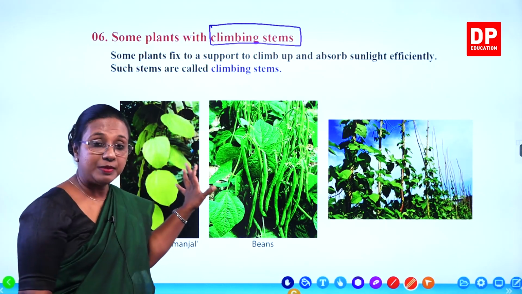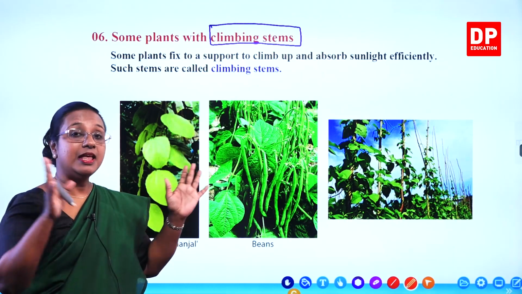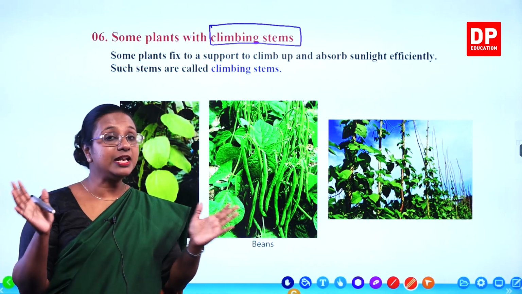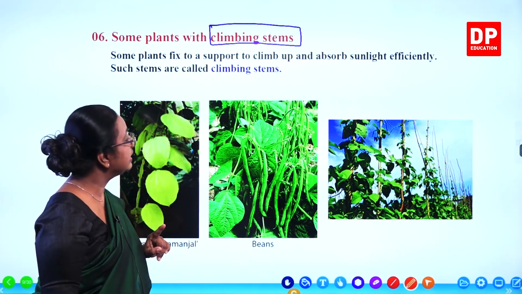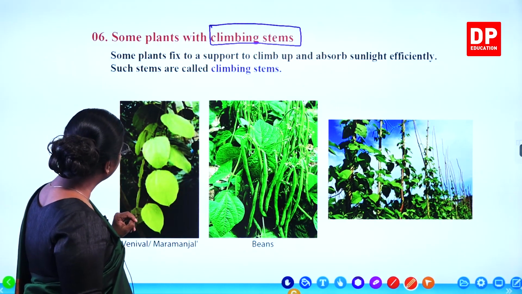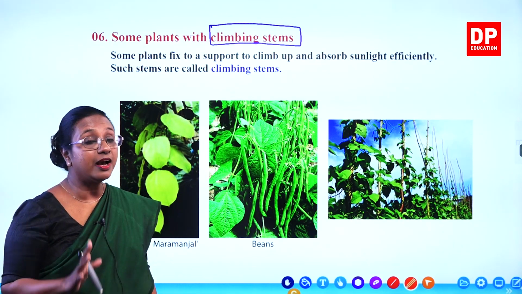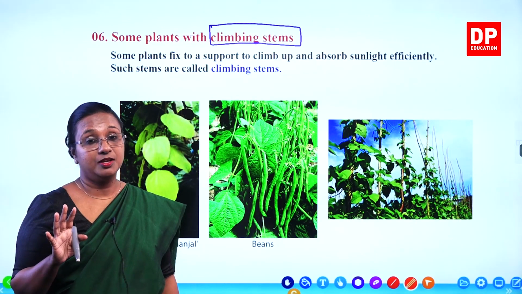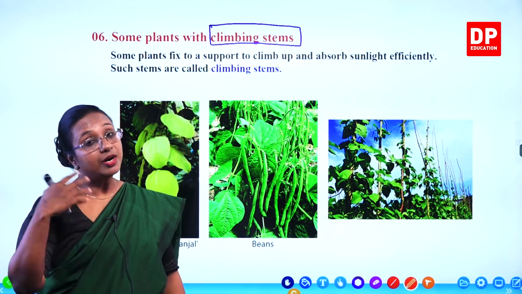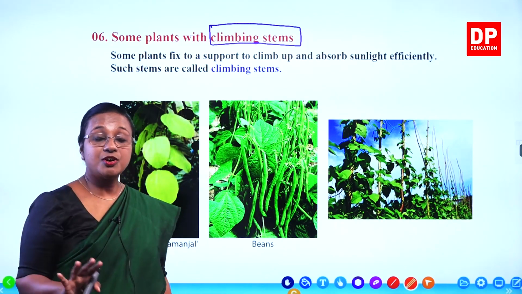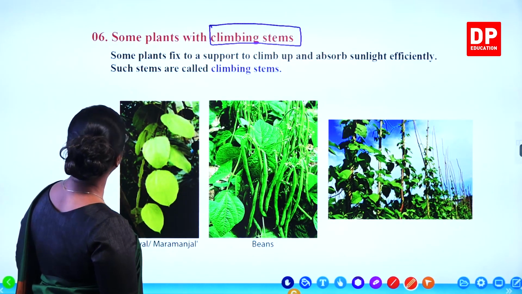Now there are many plants that have a very strong stem. So they can be upright. Then the leaves are all exposed to sunlight, no problem. Now here you can see in the beans plant or the Venivel plant, you can see the stems are very thin. So they can't keep the plant upright. So what they do is they grow around the substrate or another tree or on the surface of the wall. So those types of stems are known as climbing stems.